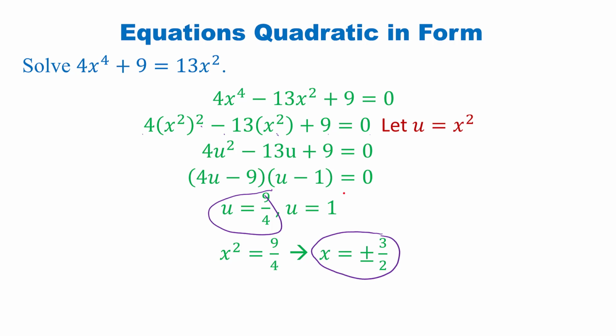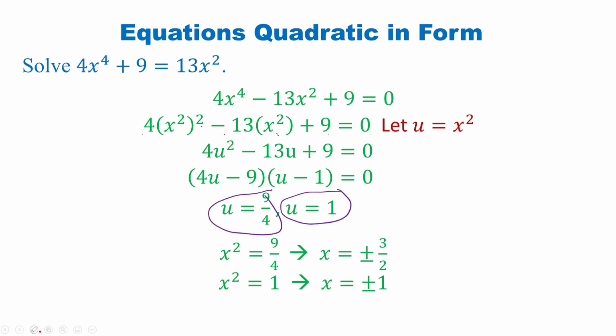And then we're going to go on to where u equals 1. And again, I'm going to replace u with x squared. So I have x squared equals 1, from which we get x equals plus or minus 1. So altogether, we have 4 solutions here. And let me just circle all those. Okay, and we have it.